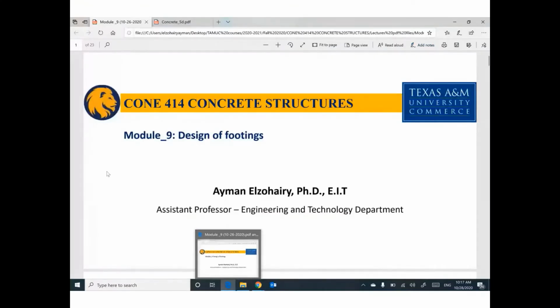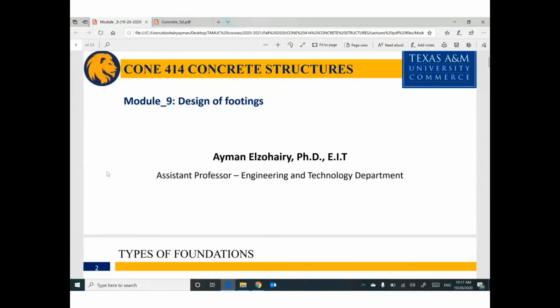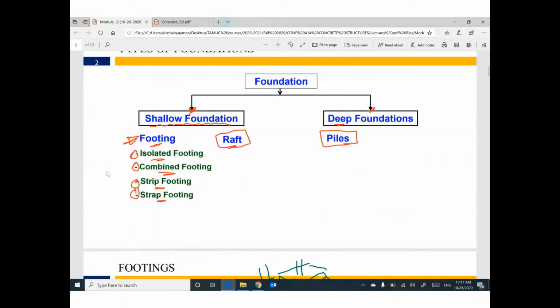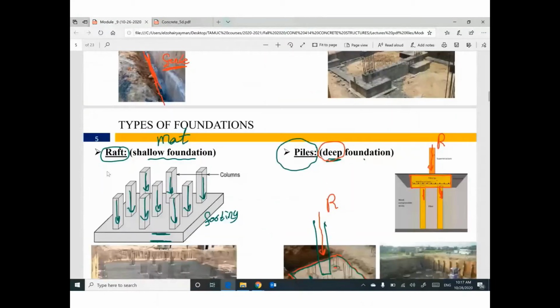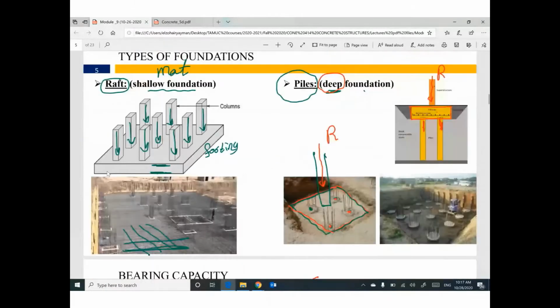Last meeting we started with footing, and I talked about types of foundations, shallow and deep foundations, and the different types of footing: isolated, combined, strap, and something called mat or raft foundation. And the deep foundation, the most common type is piles.